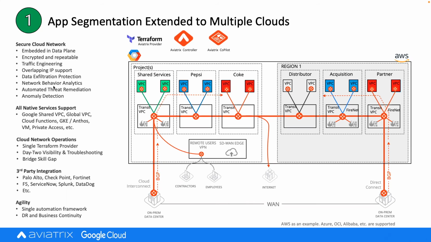So when you build this architecture, it's encrypted by default. This is a repeatable architecture that you can copy paste into other clouds. There are some very important use cases that come with the application segmentation and migration. For example, the overlapping IP support that we provide as part of the platform. Then we also have the network behavior analytics, like anomaly detection. If something is happening in the data plane, if your traffic is not where it's supposed to go, we can actually detect that and can automatically block it as well.